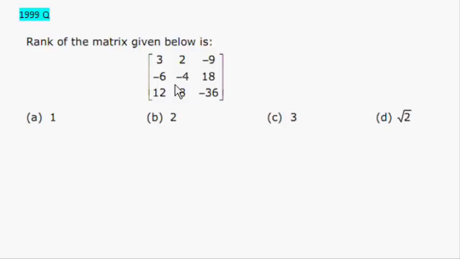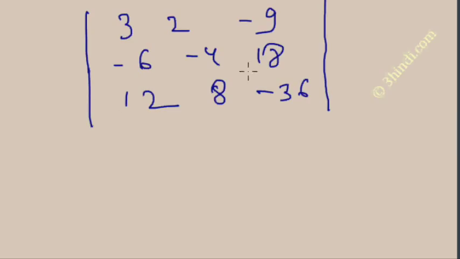But you can also transform the rows in such a way that you get the maximum number of 0s, so that you can find the determinant value easily. So how can you do this? There is an easy process. Perform R2 to R2 plus R3. What you will get: minus 6 plus 12, minus 12 plus 12, minus 8 plus 8, minus 36 plus 36. So the whole row becomes 0.